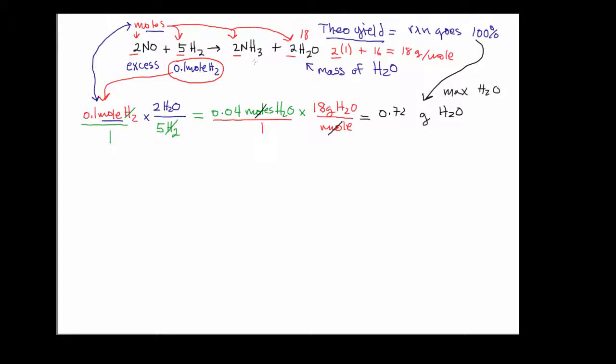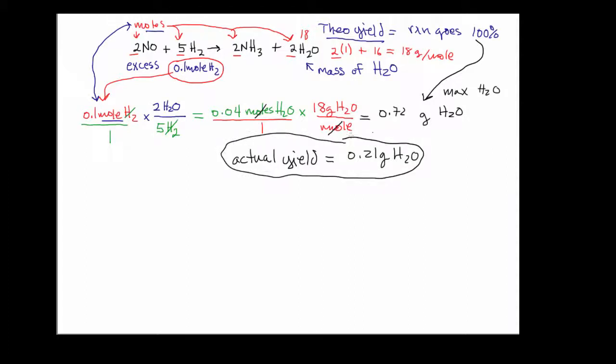Now let's say that we actually ran this reaction in the laboratory, and at the end of the reaction we took the water that we produced in a reaction flask, set it on a scale and massed it, and say that when we looked at the scale we discovered that the actual yield, the yield that we actually got in the laboratory, was 0.21 grams of H2O. All right, 0.21 grams is the actual yield. Then what we're going to do next is calculate the percent yield.